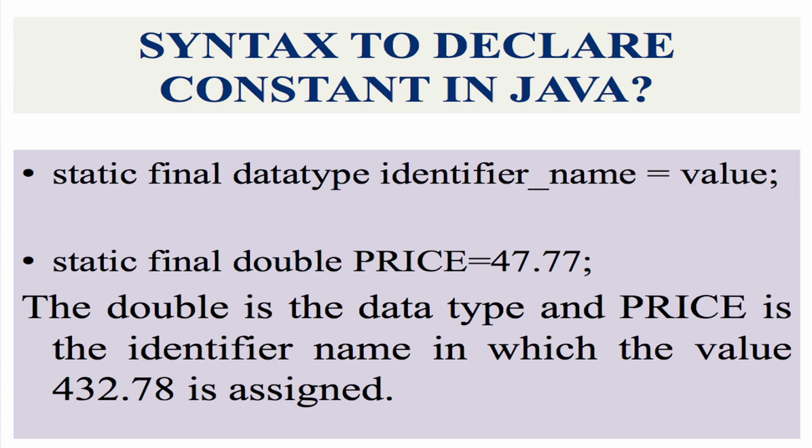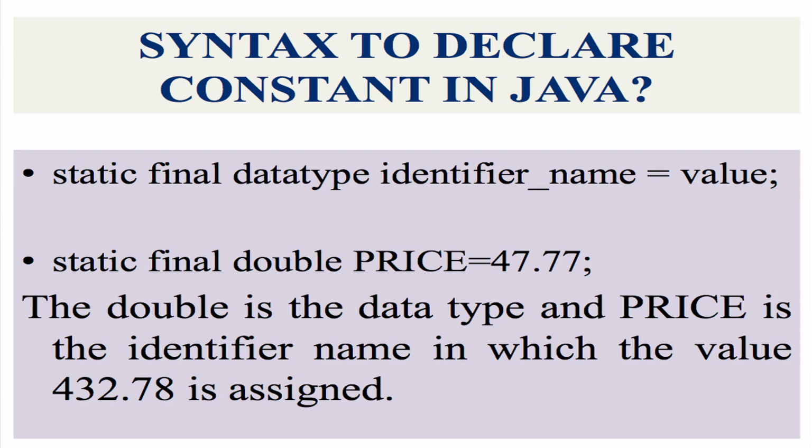First of all we will write static, then the final keyword, then the data type. It may be integer, float, character, double, long, so any data type of this identifier name variable, and we are assigning a particular value to it. In the first line we have the syntax, and in the second line we are assigning the value 47.7 to the price variable, where price is the identifier. This price variable is a constant variable. You can see final is written before it, and static is also written here.